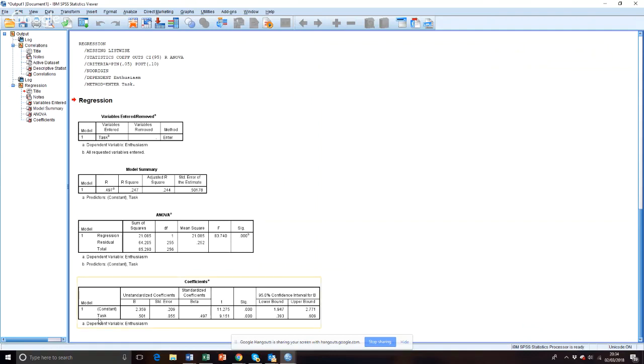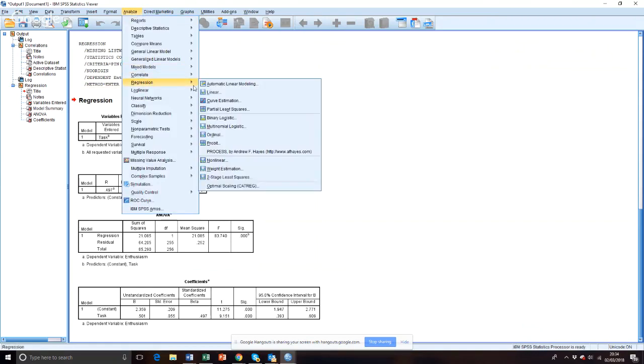So I'm going to include ego orientation alongside task orientation to see whether task orientation still predicts enthusiasm when the effects of ego orientation are controlled for, and also to try to understand whether ego orientation predicts enthusiasm when the effects of task orientation are controlled for. So let's go ahead and run a multiple regression.